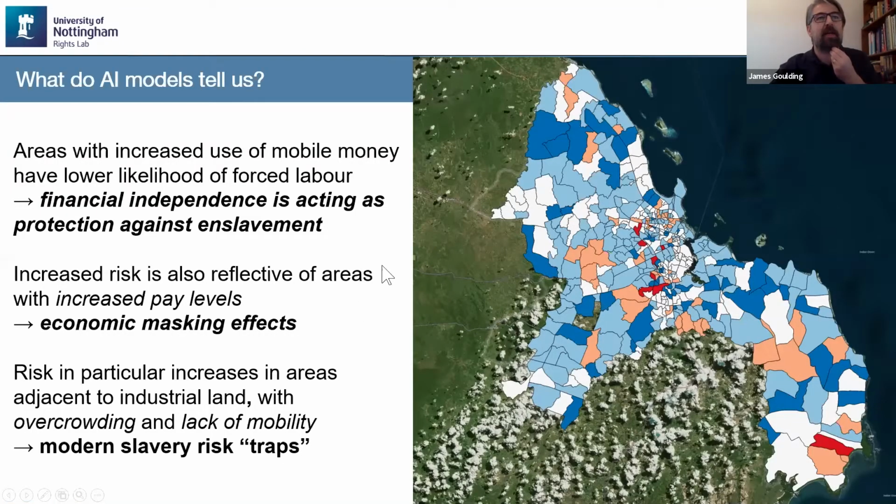So things like, which surprised me, areas with increased use of mobile money are less vulnerable to slavery, domestic slavery and forced labor. And that kind of connects with the idea that financial independence can act very much as a protection against enslavement. But areas where pay was relatively high connecting to slavery surprised me. I would have thought it would have been just in areas with high poverty.